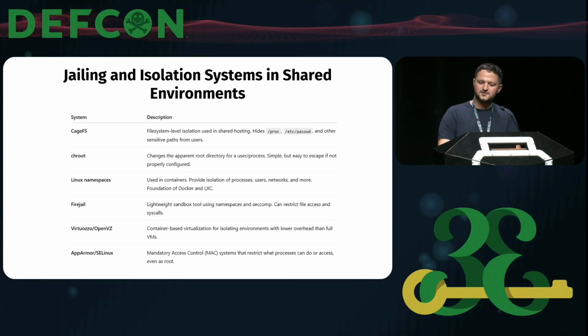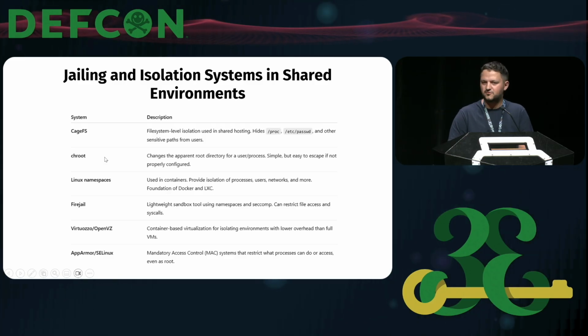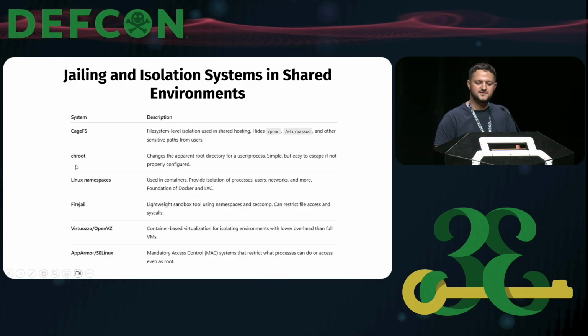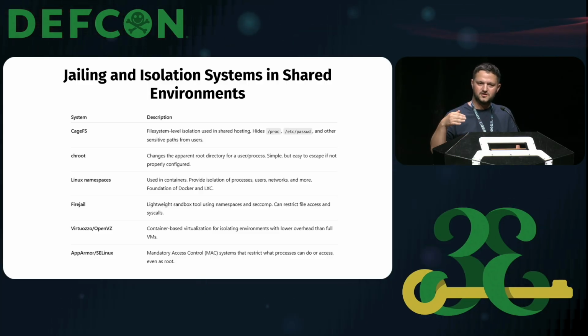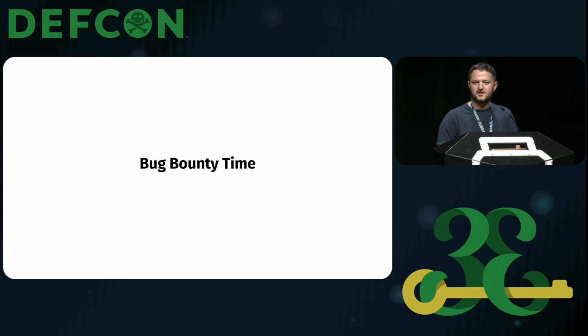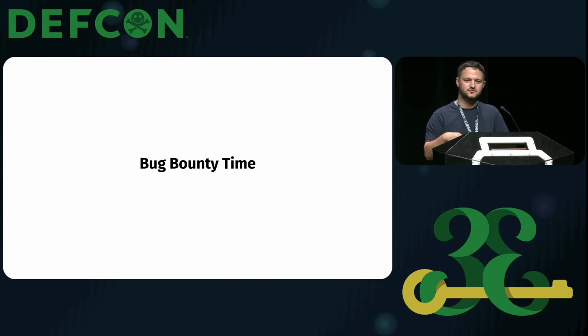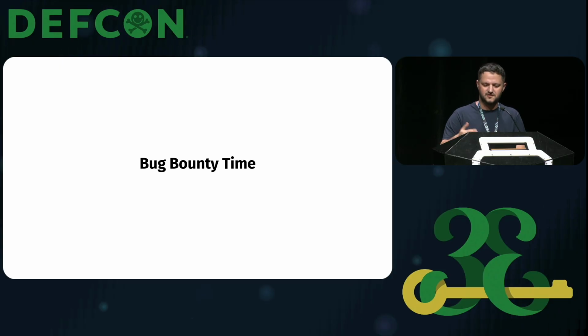Okay, jailing and isolation systems. Most of the hosting providers are using these first two, CageFS and chroot. The others I didn't see. I did bug bounty on these problems and I found a lot of things, but most of the hosting providers which give you the ability to look at their stuff and have a public bug bounty program for their web hosting use CageFS or chroot. So now, bug bounty time. I used to have to use this information and make some money.